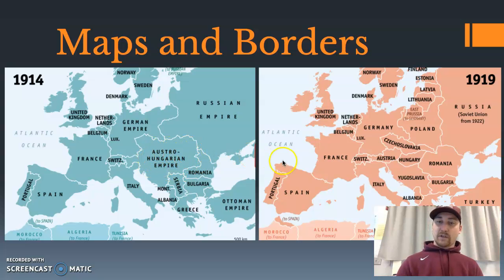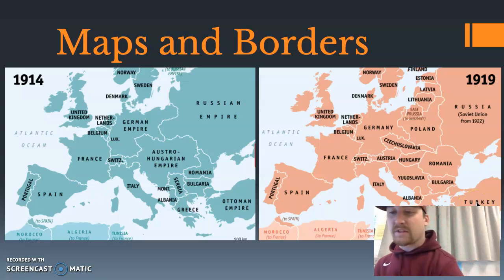But as we move to 1919, post-war, we see that Germany had been broken up. We see that Poland becomes its own country. We have Czechoslovakia that becomes its own. Romania breaks off, becomes smaller, and you have Hungary that becomes a smaller country along with Austria. Yugoslavia becomes its own country. And the Ottoman Empire breaks up, and the main part of the Ottoman Empire now becomes present-day Turkey.